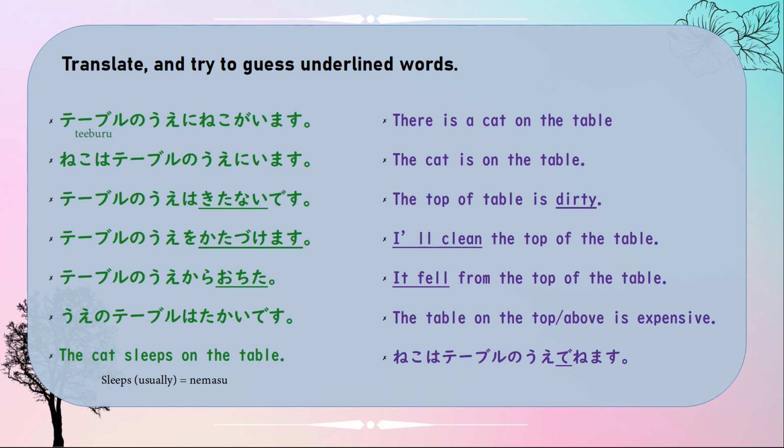But when you say nemasu, what you want to say is not that the cat is on the table. What you want to say is that he does the action of sleeping on the table. So it becomes de, the place of action.